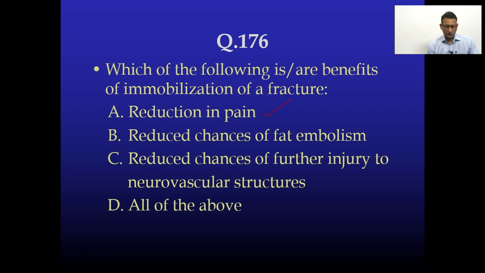Another is chances of fat embolism. Whenever we have a closed fracture of the tibia or femur, our bone marrow is full of fat globules. So whenever a fracture happens, the fat globules will be present all around the fracture site.